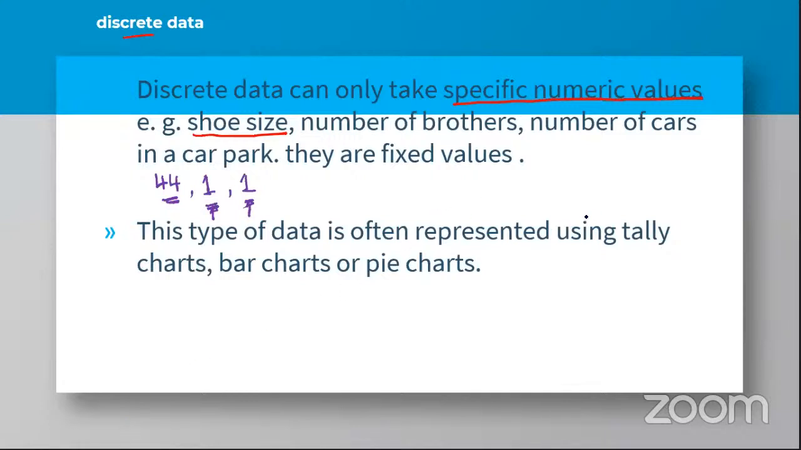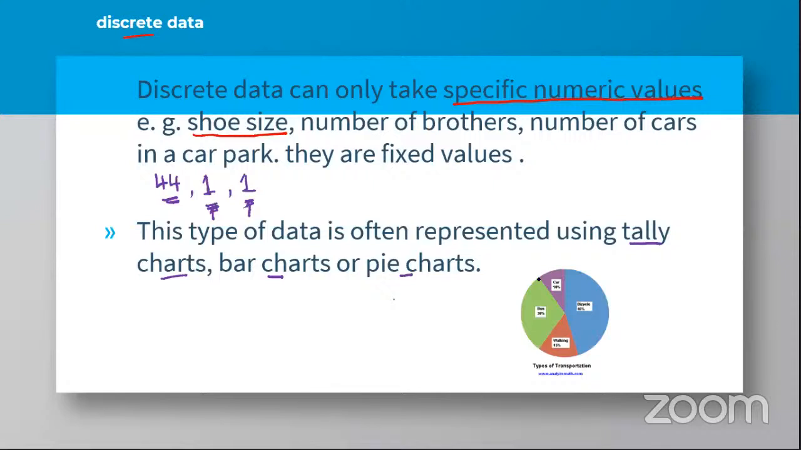Now we said this data is usually represented using tally charts. We shall look at these tally charts, we shall look at bar graphs and then pie charts. I know we all know how pie charts look like. So this type of data, in most cases, is represented using pie charts.